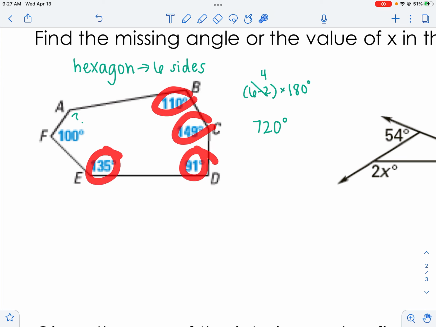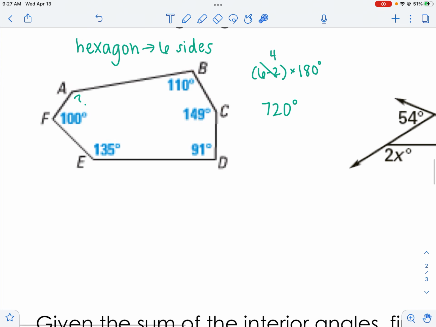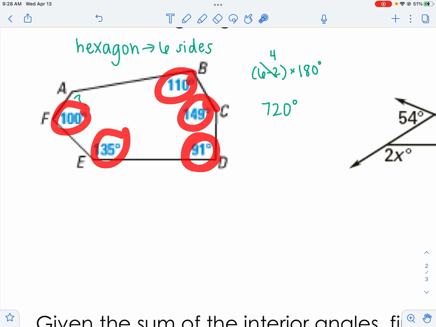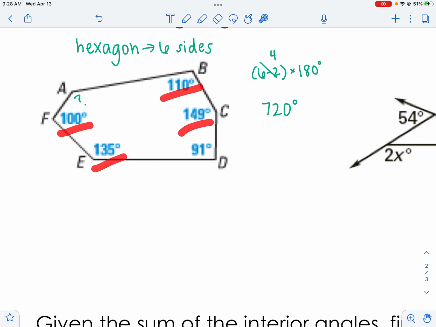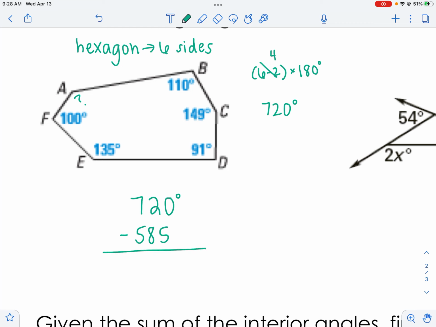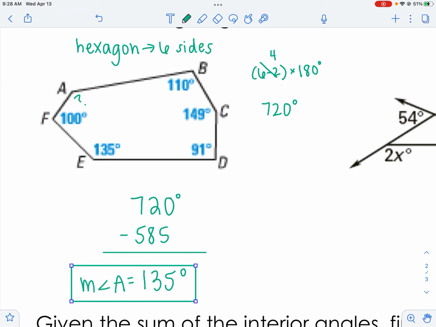Now, I have most of the angles. In fact, I have 5 of the 6. So now I'm going to give you a minute. Add up the 5 angles that we know, and then we're going to subtract that from 720. So use your calculator or mental math if you want to. Go ahead and add those up. And if we add those up, it adds up to 585. So 720 is what I should have, and I'm going to subtract out 585. So 720 minus 585 means that the measure of angle A should equal 135 degrees. That's it. That's how we use the interior sum in a problem.